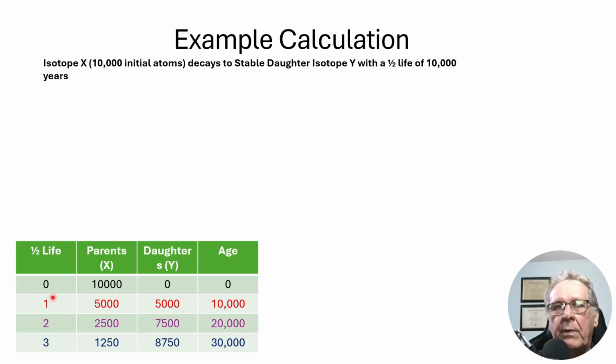Each half-life, we will lose half of the parents. Those parents will transform into daughters. So after one half-life, we have 5,000 parents, 5,000 daughters. The age is 10,000 years, and so on and so forth.